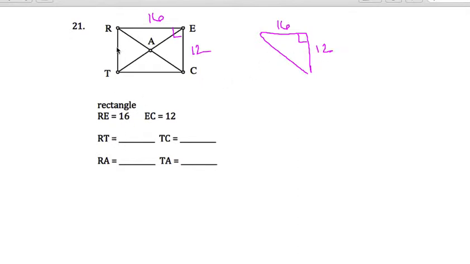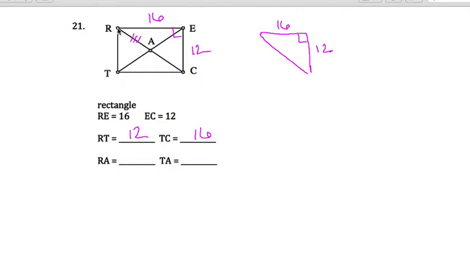Well, the first questions are simple. It asks for RT. Well, that's opposite the side of 12. In a rectangle, opposite sides are congruent. Same thing for TC. If the top side is 16, its opposite side is also 16. But when it asks me for RA, I got to figure that out.